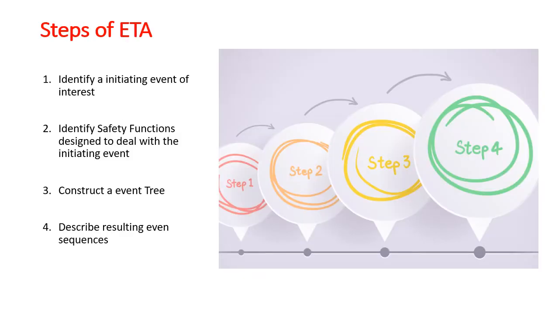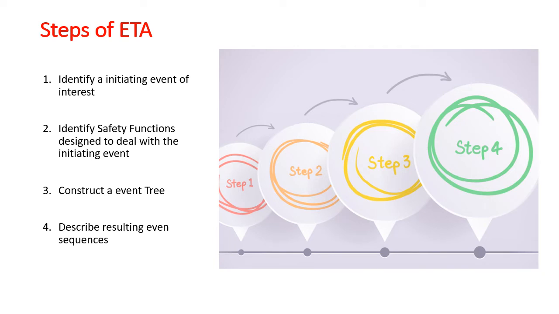Now, what are the steps to do the ETA? First, we need to identify the initiating event. Then, we need to identify the safety functions or the barriers that are associated with that initiating event. Based on the initiating event and the barriers in step 2, we construct the event tree. And finally, obviously, you need to describe the resulting event tree. So these are the 4 very simple basic steps for event tree analysis.